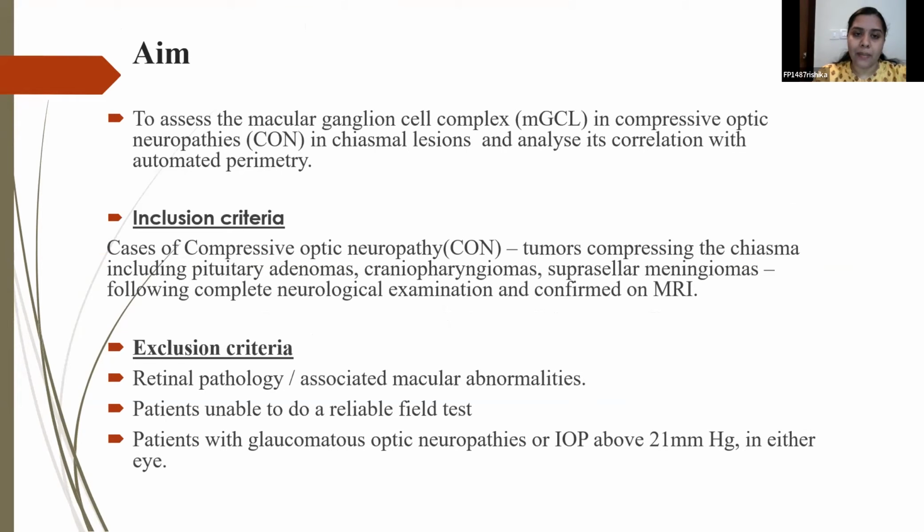Our aim was to assess macular ganglion cell complex in compressive optic neuropathy in chiasmal lesions and analyze its correlation with automated perimetry. We included cases of compressive optic neuropathies, tumors compressing the chiasma, both sellar and suprasellar lesions, including pituitary adenoma, craniopharyngiomas, suprasellar meningiomas, following complete neurological examination confirmed on MRI, which were referred to us by a neurosurgeon. We excluded patients having retinal pathology, unable to do a reliable field test, or patients with glaucomatous optic neuropathy or ocular hypertension.